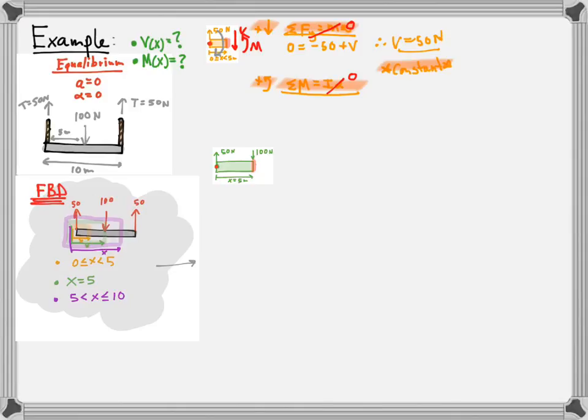We know that this is a constant. So no matter where we are along the beam, we're always going to have a constant 50 newtons acting.